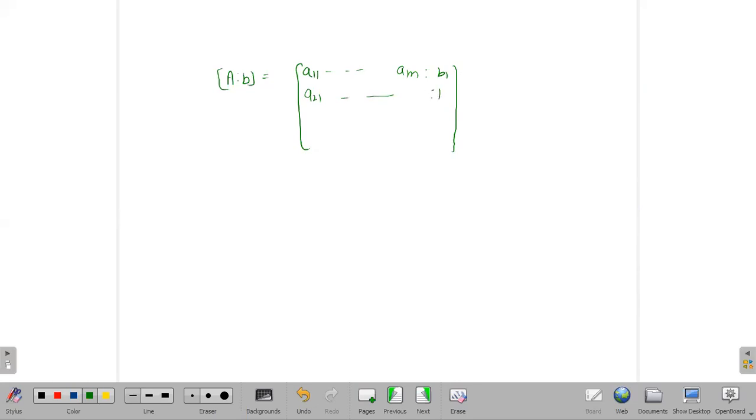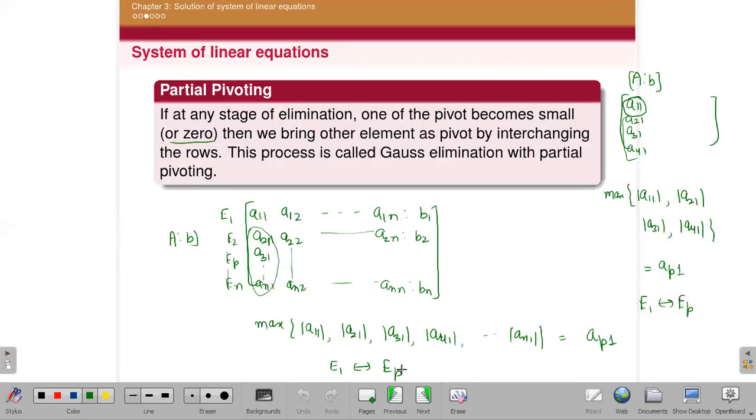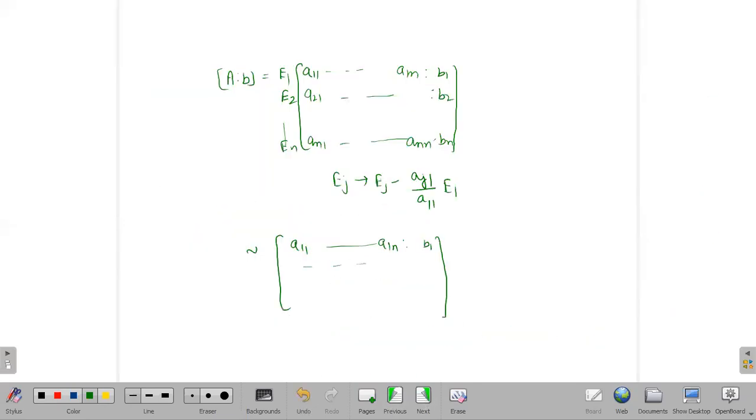A21. So this is again first row, second row, and then nth row. So after applying this operation, EJ minus AJ1 by A11 into E1, this matrix will reduce to A11. The procedure will be same, just add this first step and the second step also. Means at each step you have to use the partial pivoting.